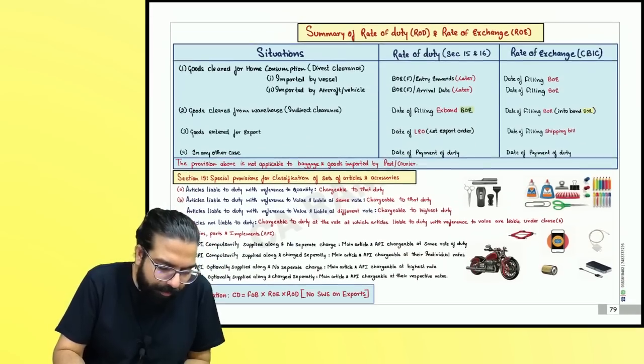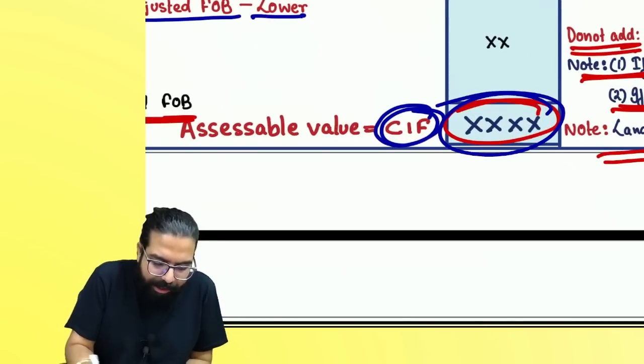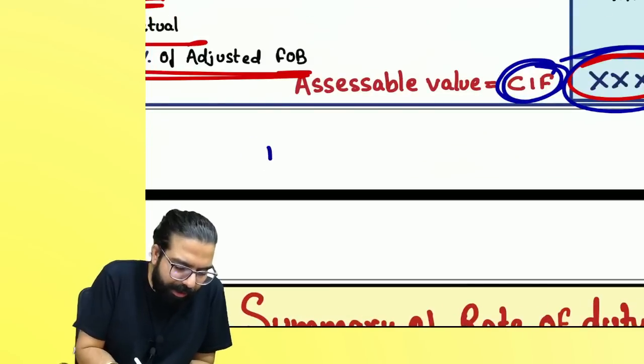Please come to the next one, everyone. Now, once you have found out the CIF, custom duty is what, everyone?